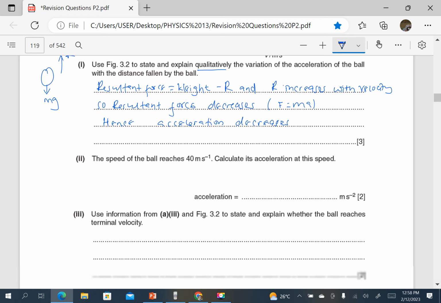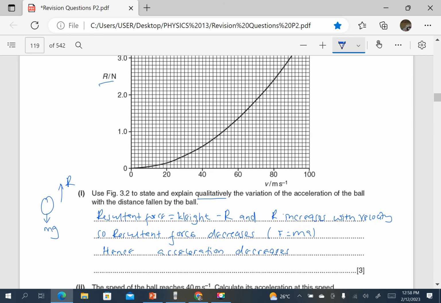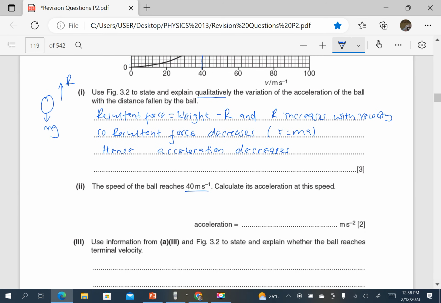The speed of the ball reaches 40 meters per second. Calculate its acceleration at this speed. So let's look at the graph. At 40 meters per second, what is the resistive force? At 40 meters per second, R is 0.6 newtons.